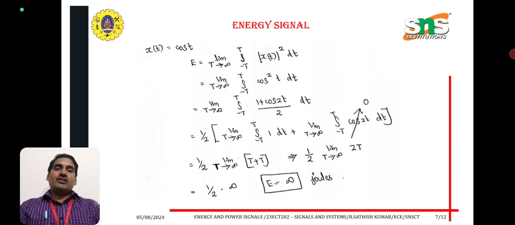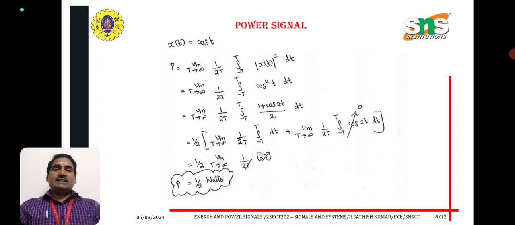Integration of a full cosine wave is equal to 0. Therefore, 1 by 2 into the limit t tends to infinity, upper limit minus lower limit, t minus of minus t, which is t plus t, we can get as 2t. Instead of t, we can substitute 2 into infinity, which is equal to infinity. 1 by 2 into infinity is equal to infinity, so the energy of the signal is infinity joules.